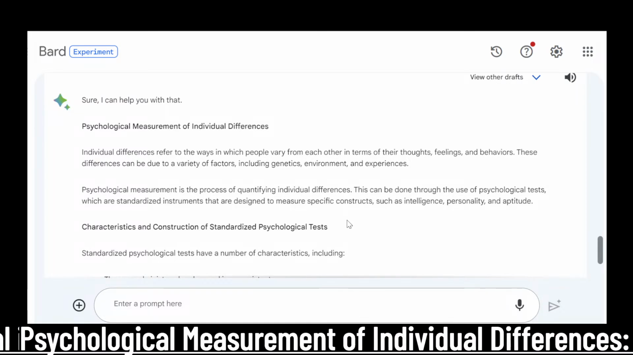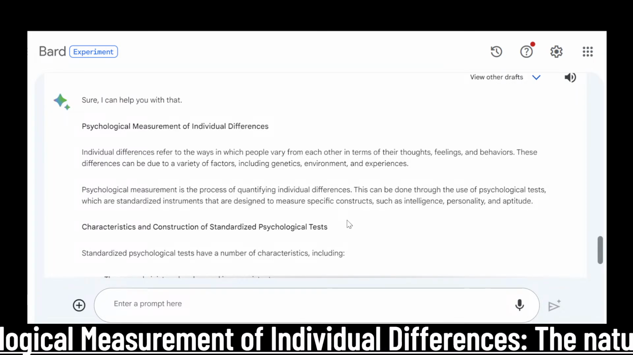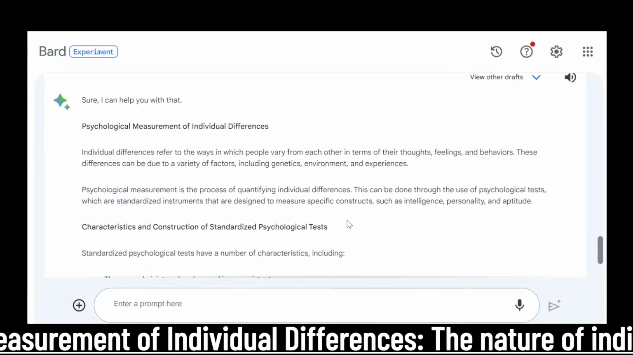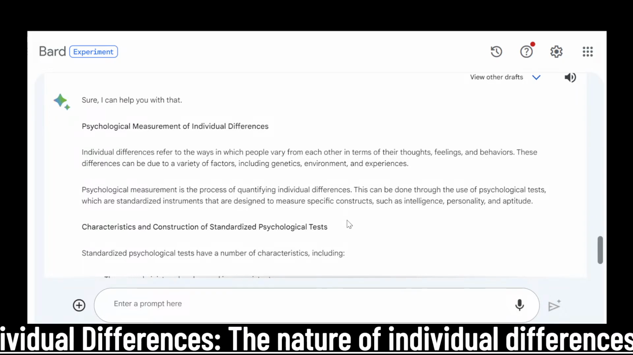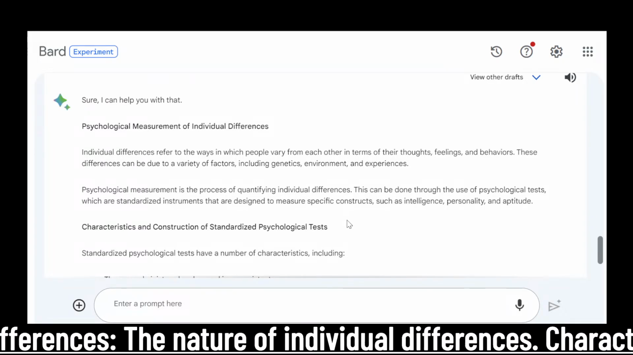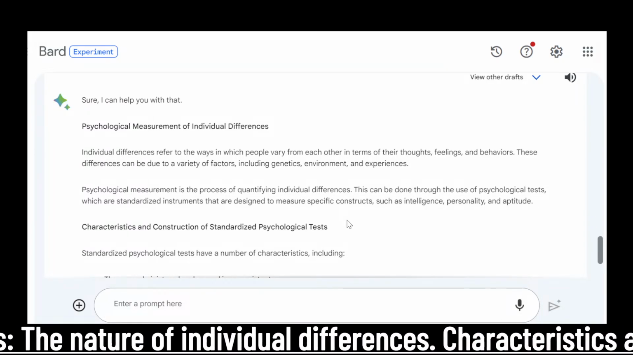Then psychological measurement is the process of quantifying individual differences. We are quantifying, measuring. This can be done through the use of psychological tests, which are standardized instruments that are designed to measure specific constructs such as intelligence, personality, and aptitude.